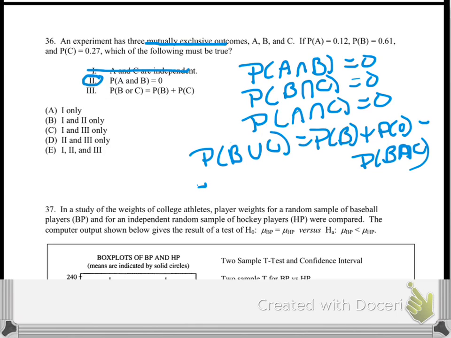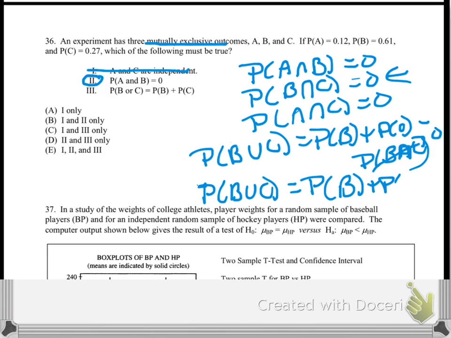So the probability of B or C is equal to, now what's this? Probability of B and C we already know is 0 from up here, correct? So this is equal to the probability of B plus the probability of C. So this is correct. So 2 and 3 are correct. So the answer is D.